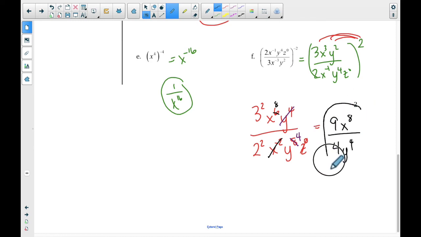Again, there's lots of what should we do first, what should we do second. So there are other ways to do that, but that's how I'm getting that answer.